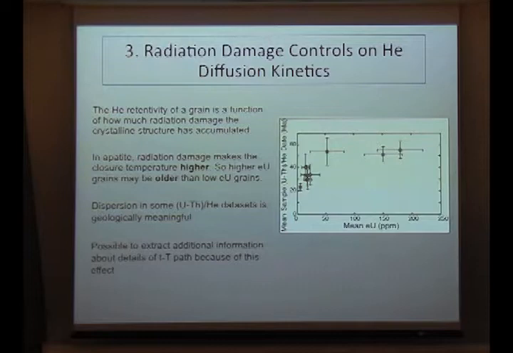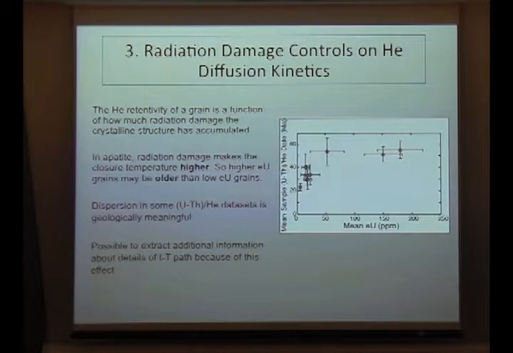For apatite, a similar process has been found for zircon, and there's some ongoing work on that. There are a variety of people who are looking at and observing this feature in other minerals as well. This is probably the number one geologically explainable control on why helium dates might have a range in a particular sample: the amount of radiation damage.